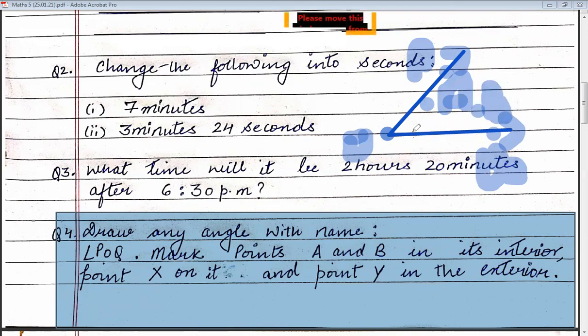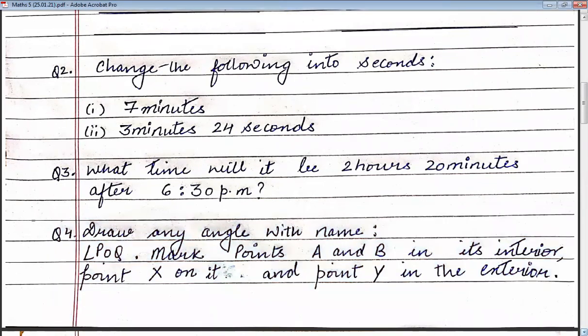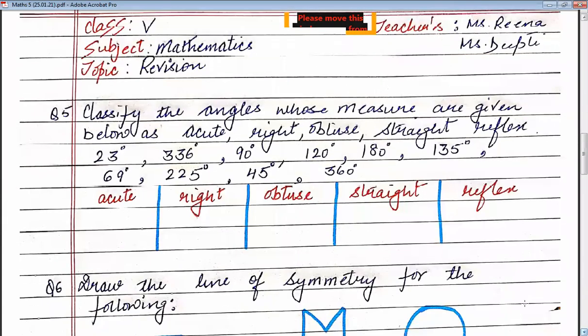Now then you have to show the point X on it. So you can make your point X on any of the arm. So this is your point X, and point Y should be exterior to it. Now children, this is your angle. So you can make it anywhere. You can make point Y here also, anywhere. Okay children, I hope you are clear with this question. You just have to make an angle, then you have to show its interior and exterior also. Okay, now let's move on to our question number 5.